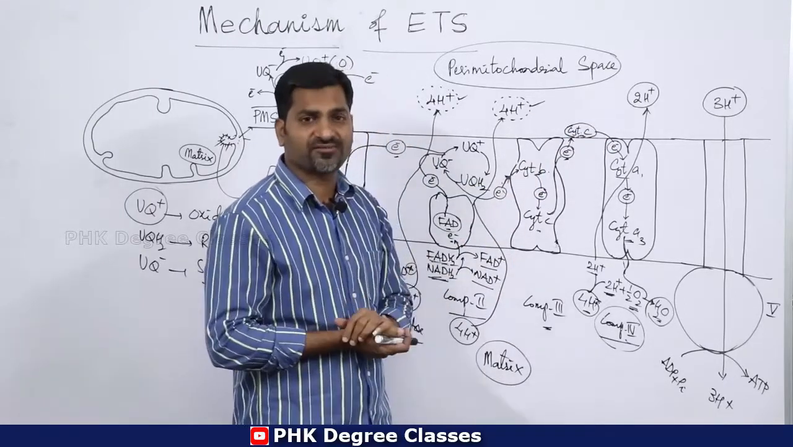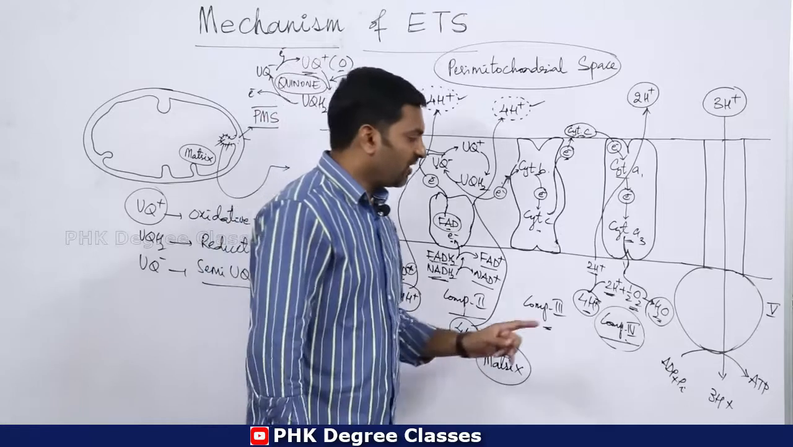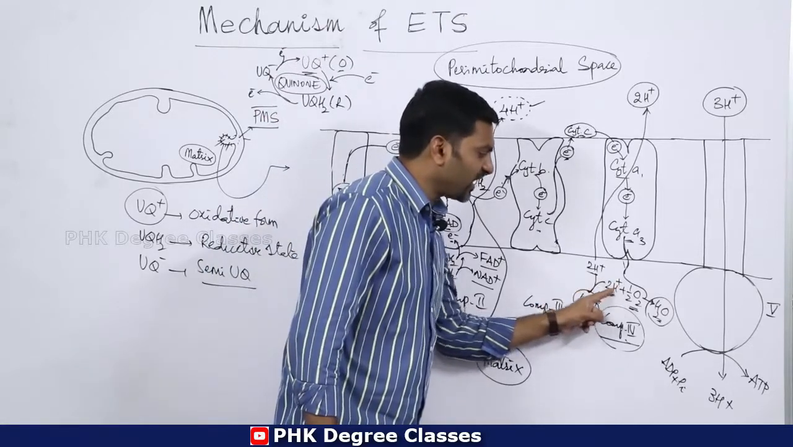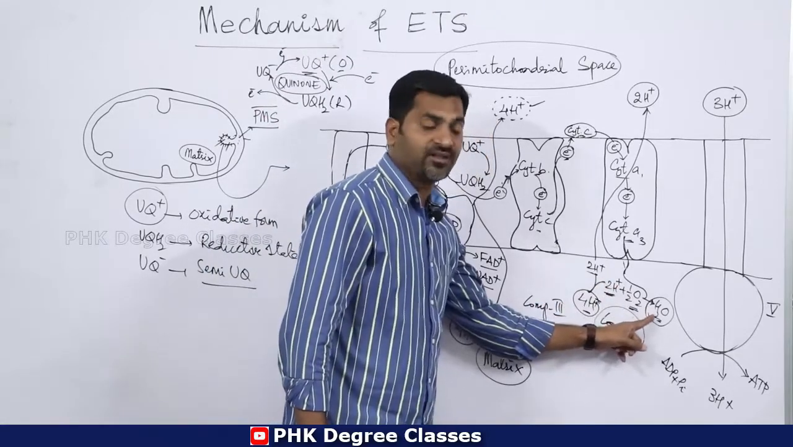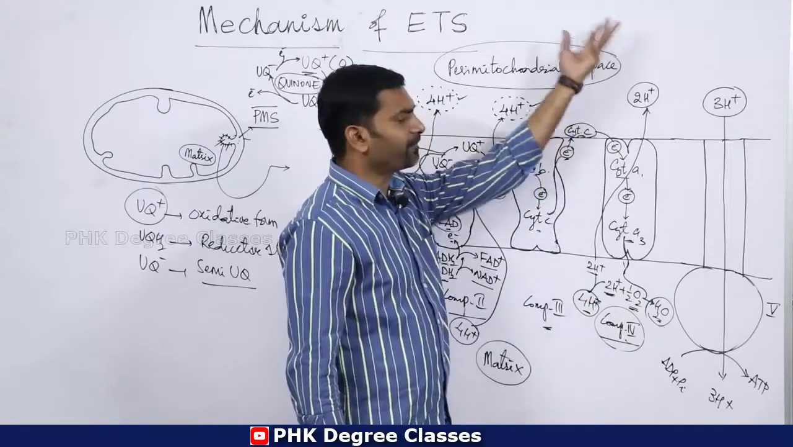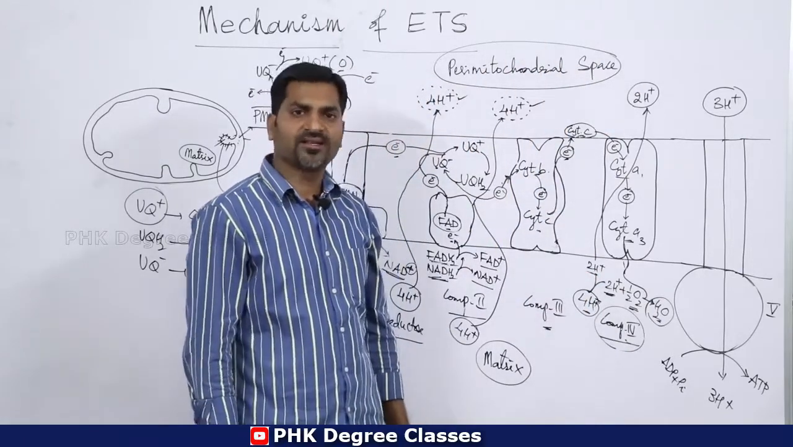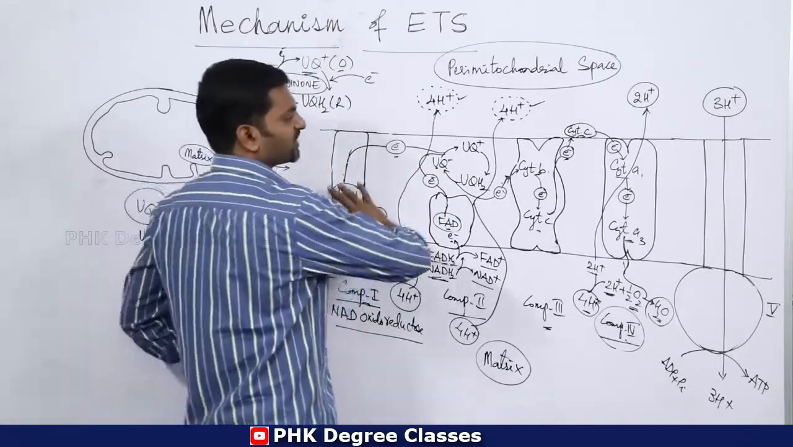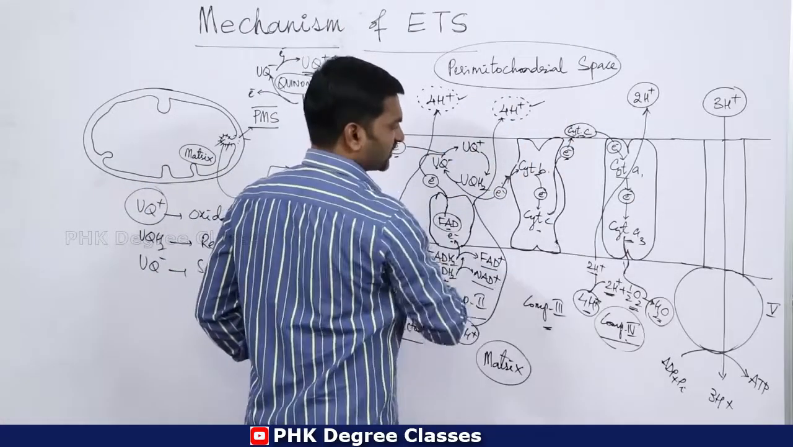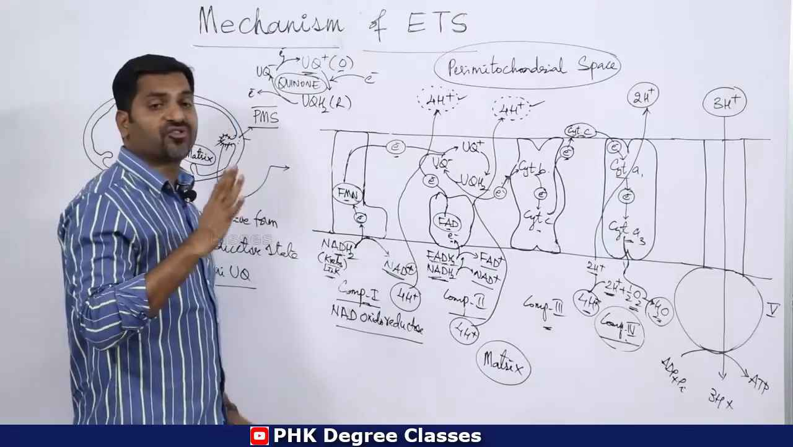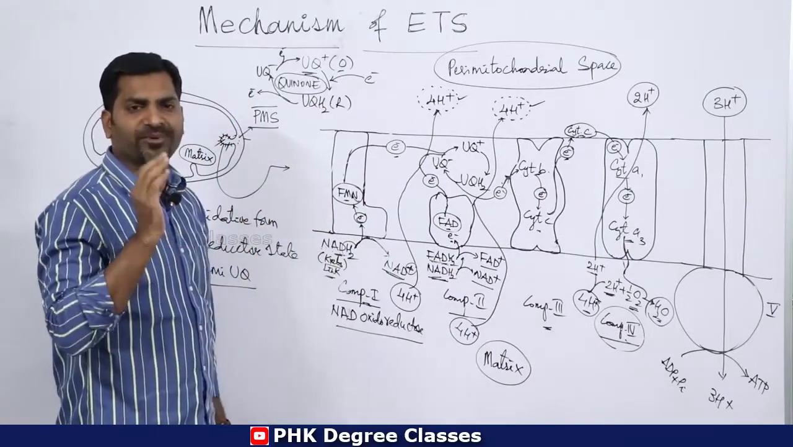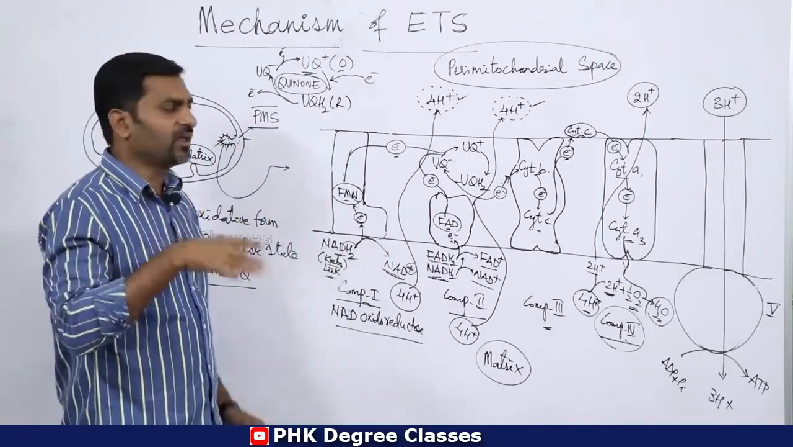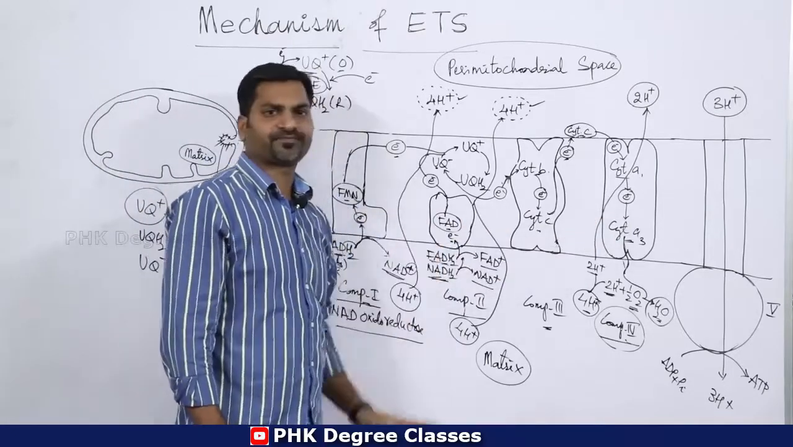Why 2 protons? Why not 4 protons? Remember, already 2 protons are utilized for the formation of water. Then the remaining 2 protons move from matrix to perimitochondrial space. Okay, so now just observe this entire picture. This is the movement of the electron transport system, the movement of electrons in the cristae layers.